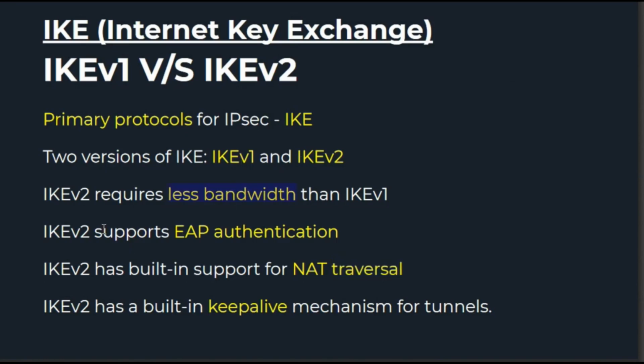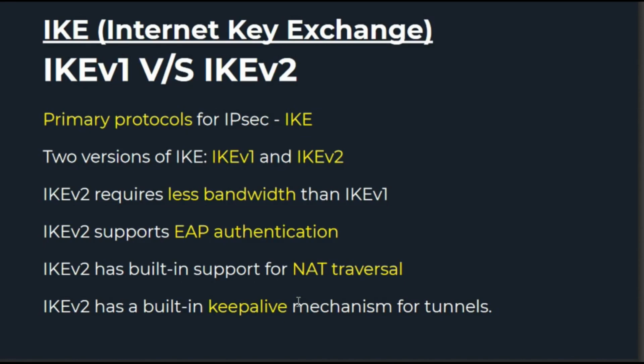IKE version 2 supports EAP authentication, which means it can use things like preshared keys or digital certificates to authenticate. IKE version 2 has built-in support for NAT traversal, required when an IPsec peer is behind a NAT router. So it is also used when your IPsec peer is behind a NAT router or firewall. IKE version 2 has a built-in keepalive mechanism for the tunnels. The list of advantages goes on, but let's focus on understanding IKE.